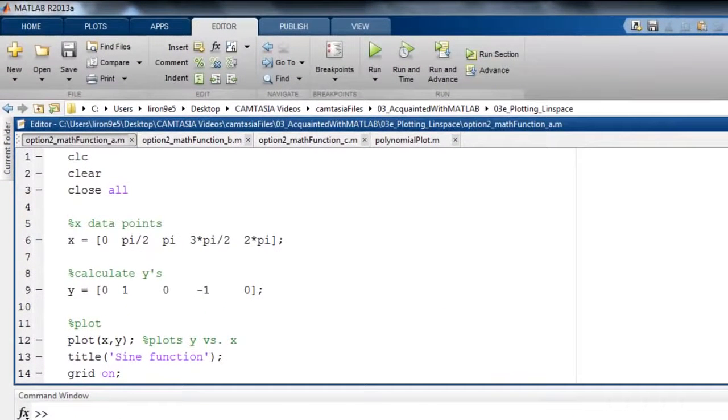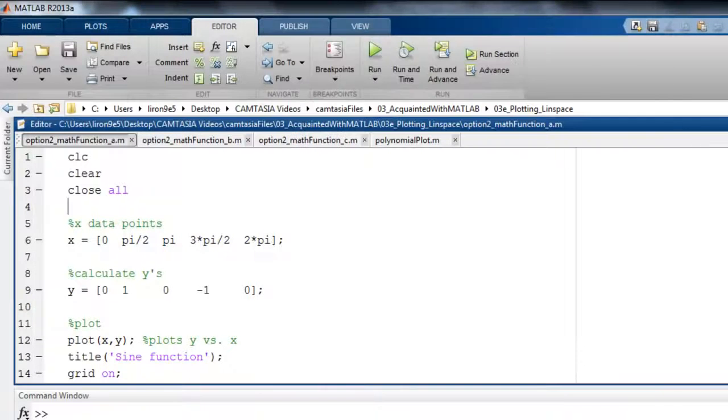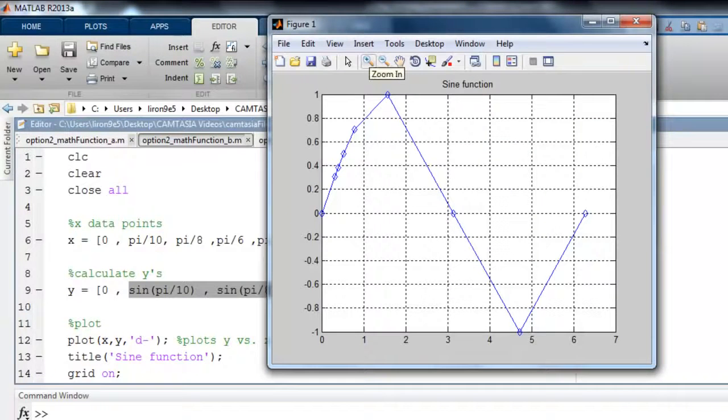So again, if I only use 5 data points, 0, pi over 2, pi, 3 pi over 2, and 2 pi, and I run, it doesn't look like the sine function. If I increase to adding 4 more points with their equivalent sine, pi over 10, pi over 8, pi over 6, pi over 4, it starts looking like the sine function. But there is no way we're going to keep doing this to figure out how smooth it needs to be. So that can't be the right way.